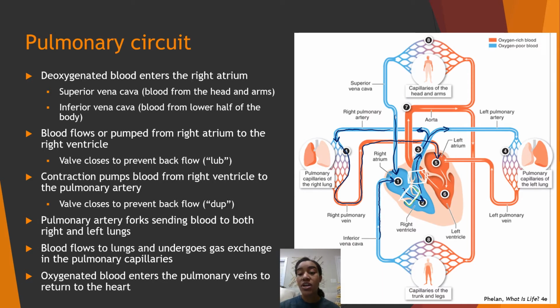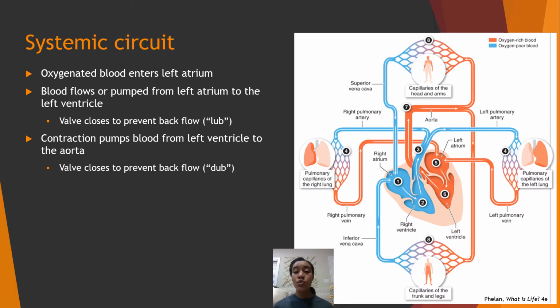The left atrium will also collect blood from both pulmonary veins. So we'll begin looking at the systemic circuit at the left atrium. The oxygenated blood from the pulmonary veins collects in the left atrium, and then it will flow from the left atrium to the left ventricle.